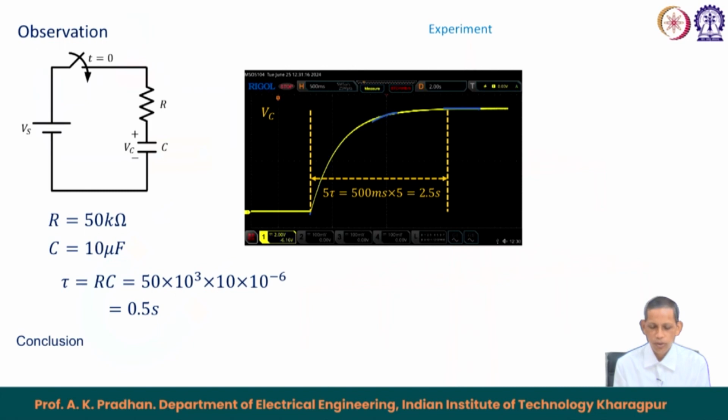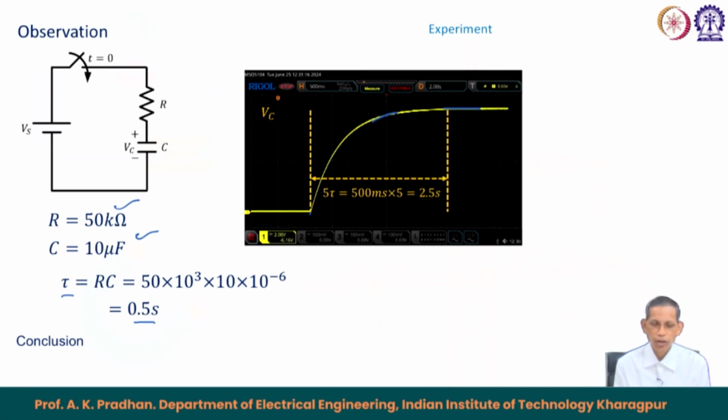The theory also tells us that the capacitor voltage gets to within 1% of the steady state value in 5 tau. The corresponding R value is 50 kilo ohm and C is 10 microfarad. So, the tau value happens to be 0.5 second. The R and C are maintained at those values.